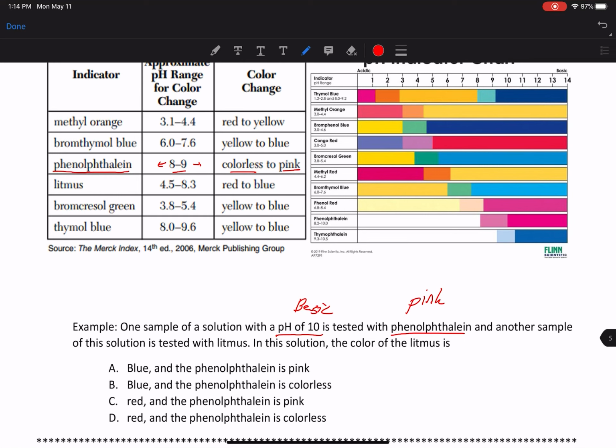And then another sample of a solution is tested with litmus. So litmus has a range of 4.5 to 8.3. If you have a pH of 10, that's greater than 8.3, so this would appear blue. And so phenolphthalein is pink, and the litmus is blue. Then that means this would be choice A.